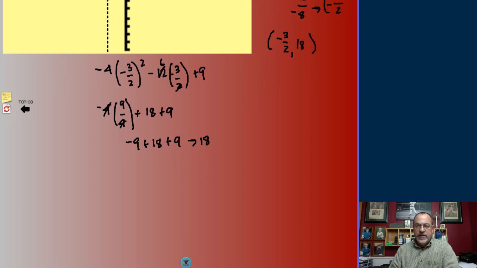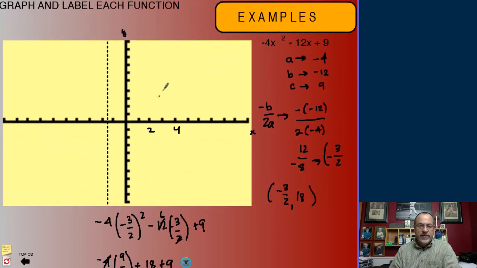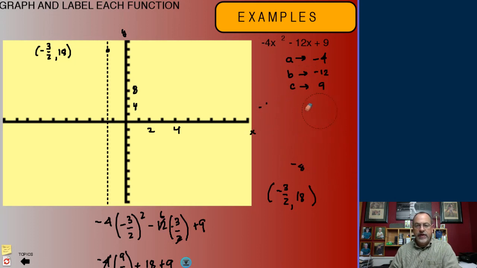Okay, so my scale on my axis needs to accommodate that. So I'm going to go by 2, so this will be 2, 4, and this will be 6, 8, etc. Alright, so on here I go up 18, and my axis of symmetry, or I'm sorry, my vertex is going to be there. So that's negative 3 halves, positive 18 for my vertex. Now, my y-intercept, remember, is the coordinate 0 and then the c value.